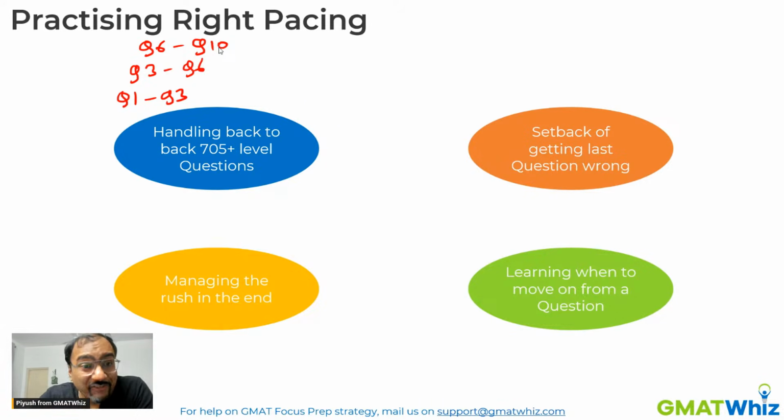Now you have to be ready to handle those back-to-back 705 level questions. You should not give in to that pressure. Don't cut corners there. It's okay if you spend extra time there. Understand and expect some easy questions to come. The test has to become simpler at one point of time to balance it out. That is an important thing you need to believe in, and you need to execute it in the real test. That is super duper important.